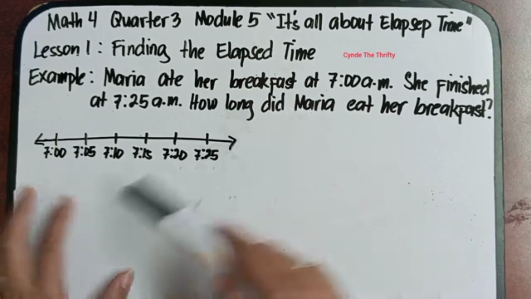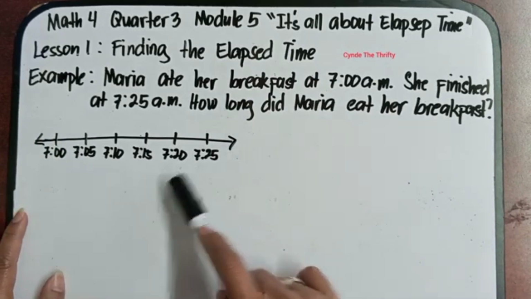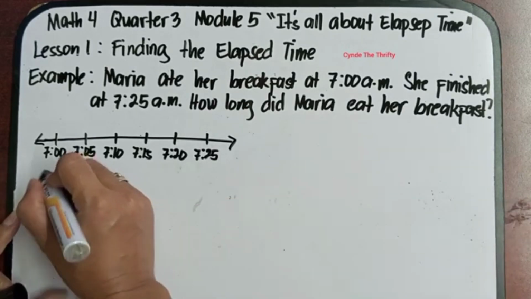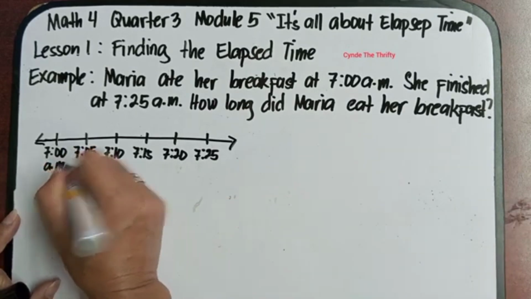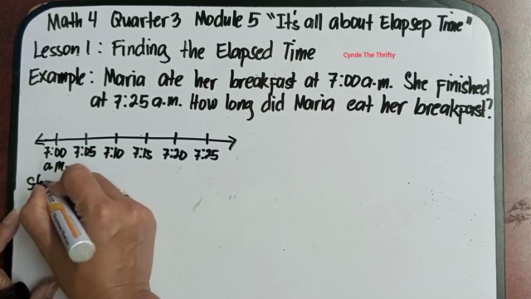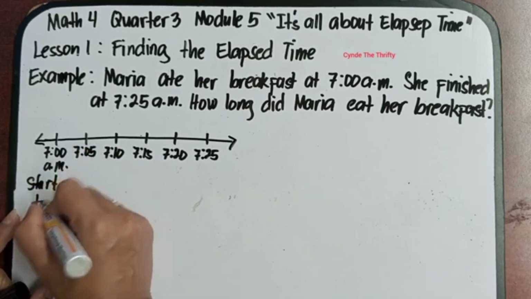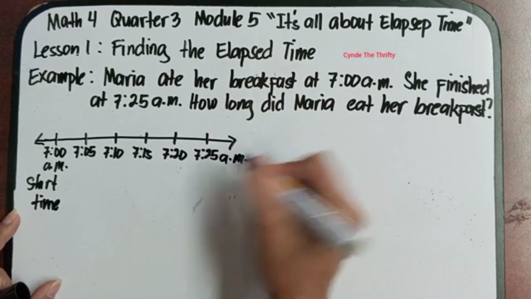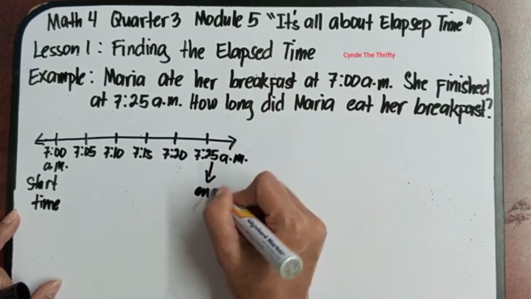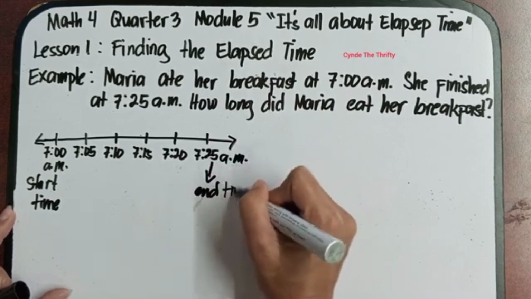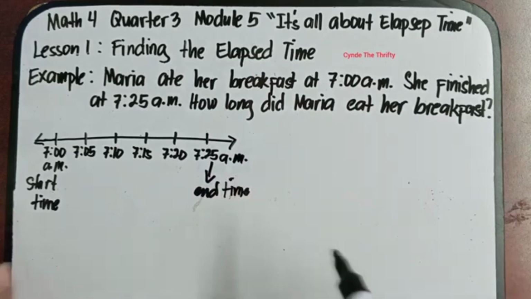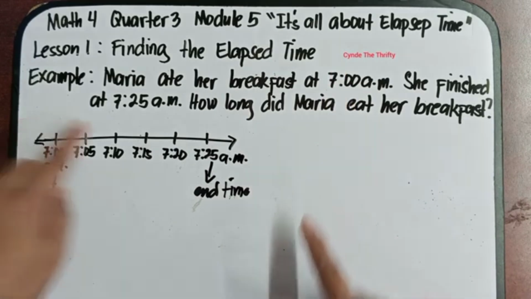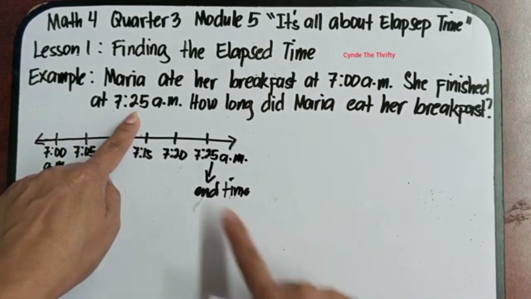So, ang first na gagawin natin is gagamitan natin siya ng number line. So, meron tayong number line dito. Ang 7 a.m. is ang starting time ni Maria. So, start time. And then, ang 7:25 a.m. is ang end time, or ang finishing time ni Maria. Ayan. So, ang starting time ni Maria is 7 a.m. Ang kanyang finishing time is ang 7:25 a.m.